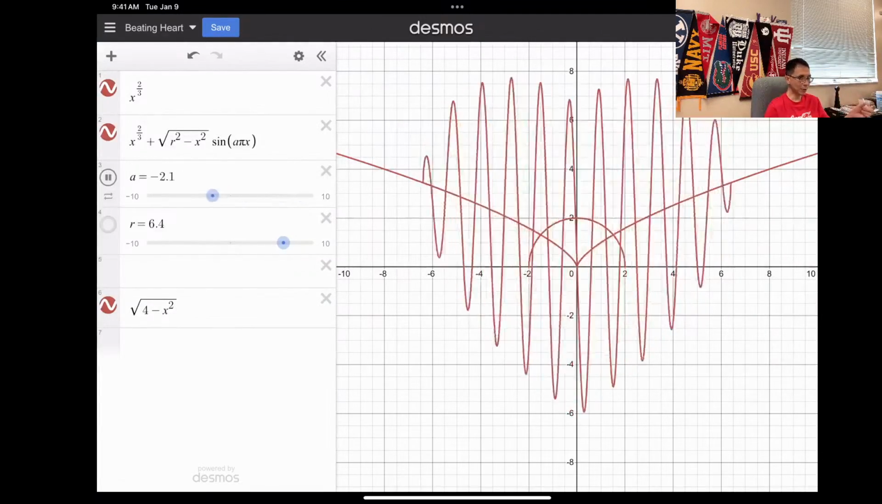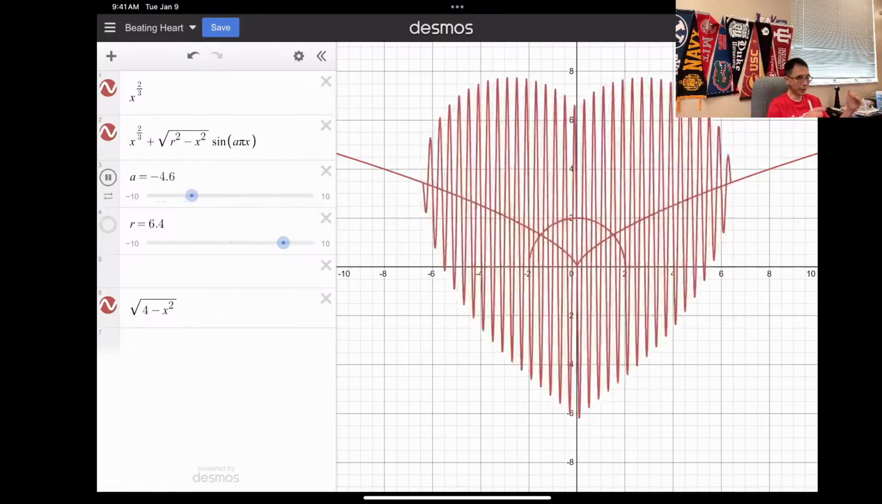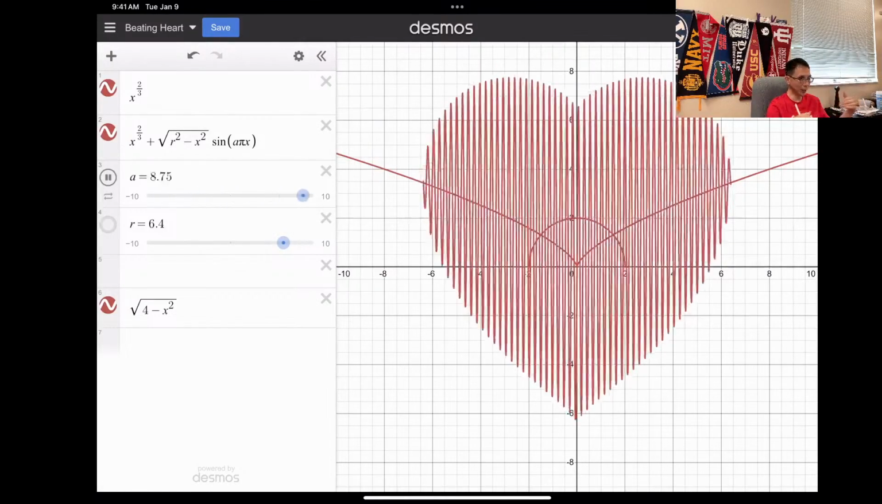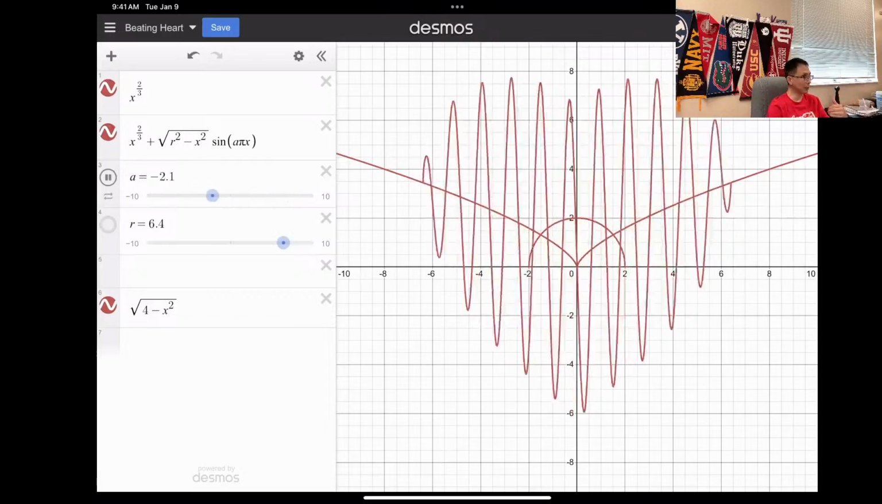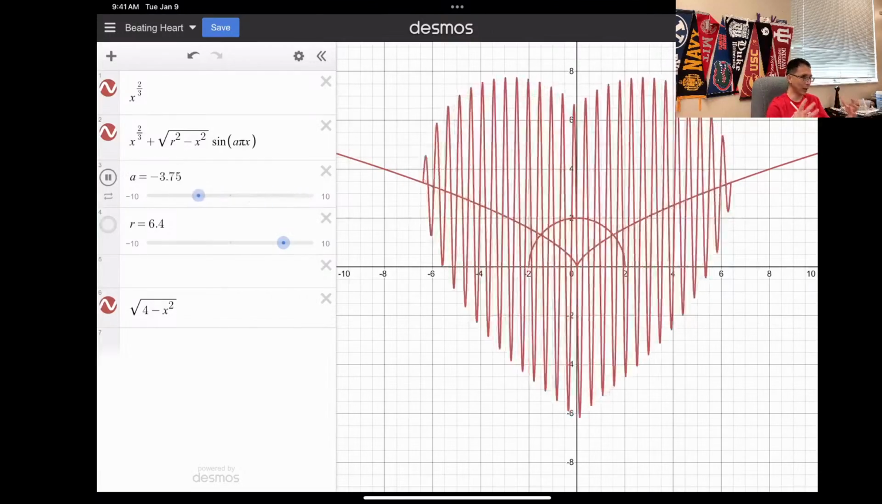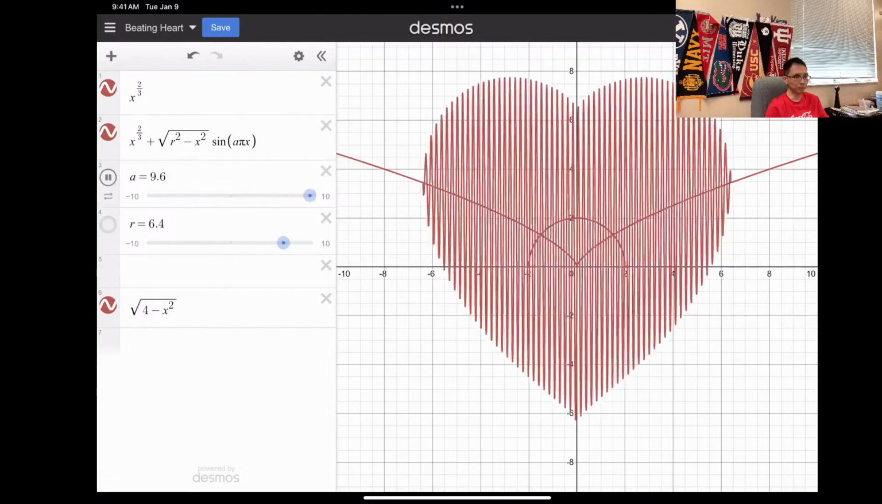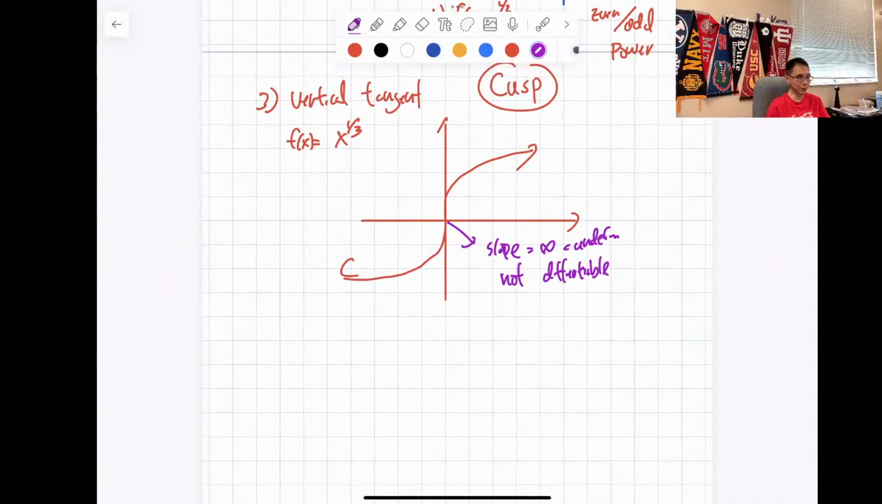So you have x to the 2/3, which is from the top part, and the circle is going to make it a round shape. So it makes everything rounded. It's actually bending one graph into the other graph. It's pretty cool. But with that being said, we know it's not differentiable in those situations.